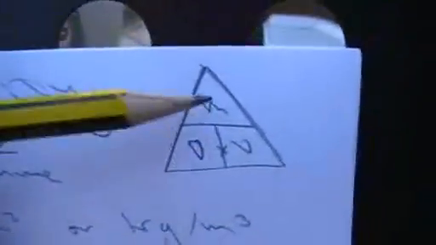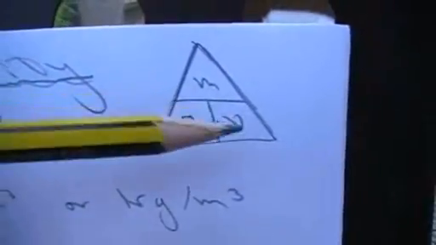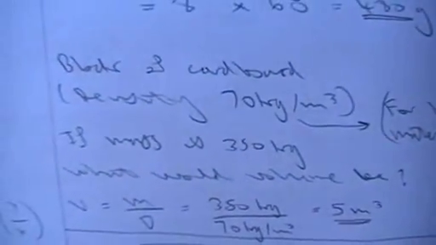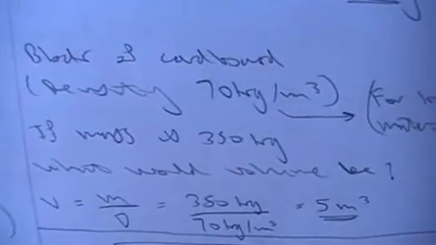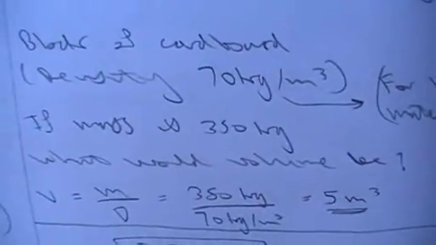So let's have a look. So we've got density here, and if mass is this, what would the volume be? So now we know density and we know mass, so we look at our triangle. We want to calculate volume, so volume is mass divided by density, which is going to be 350 divided by 70, which is 5 metres cubed. So that block of cardboard would have a volume of 5 metres cubed.